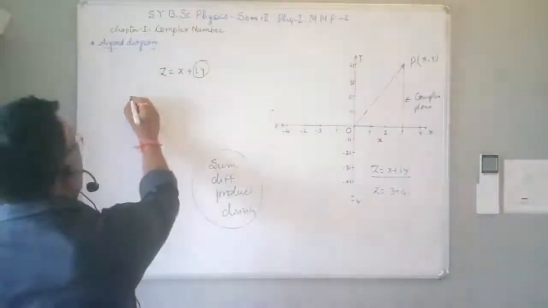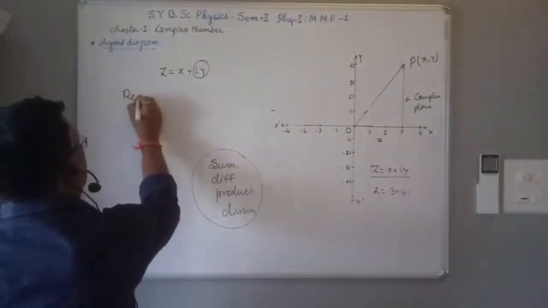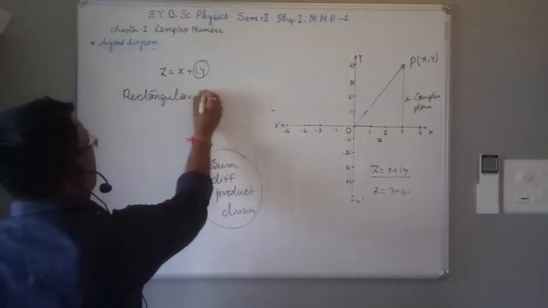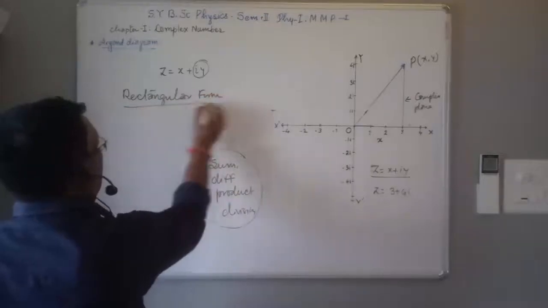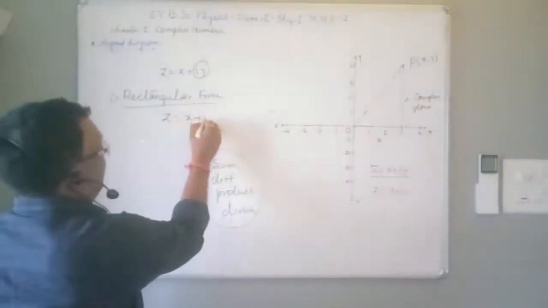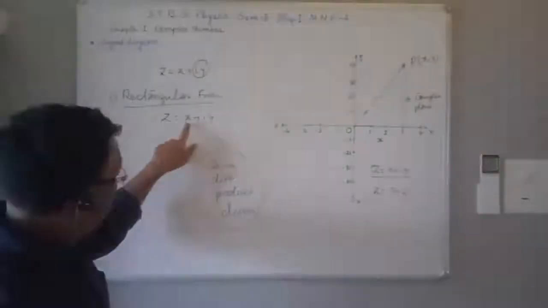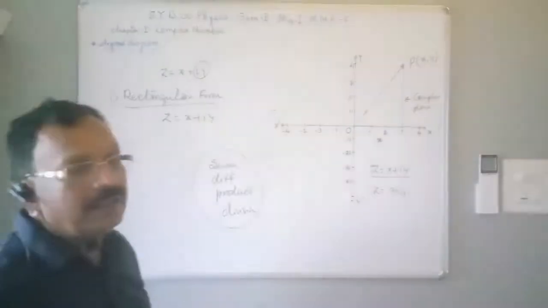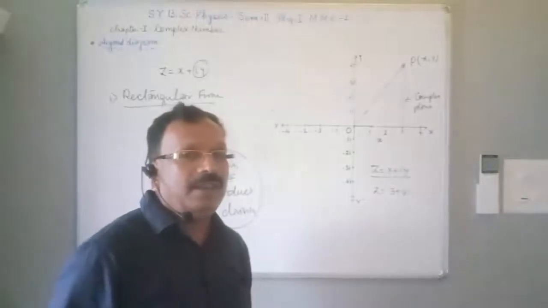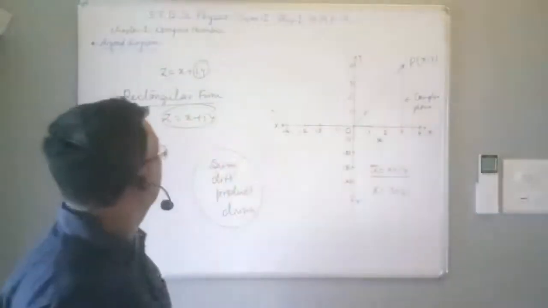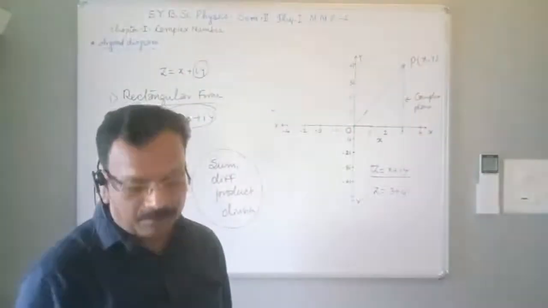Okay, first form of complex number is rectangular form. This is the first. Here again, z is equal to x plus iy, and this is a complex number. In this complex number, x and y are the rectangular coordinates, and hence this form of complex number is called a rectangular form of complex number.